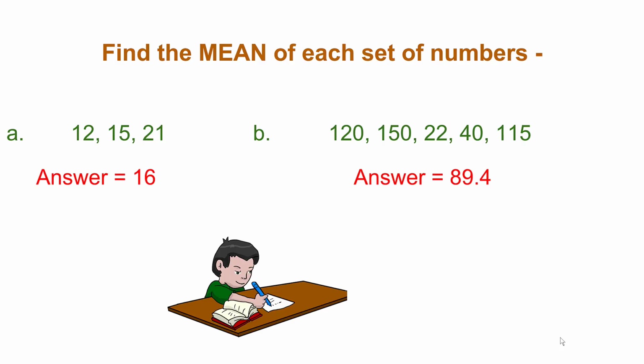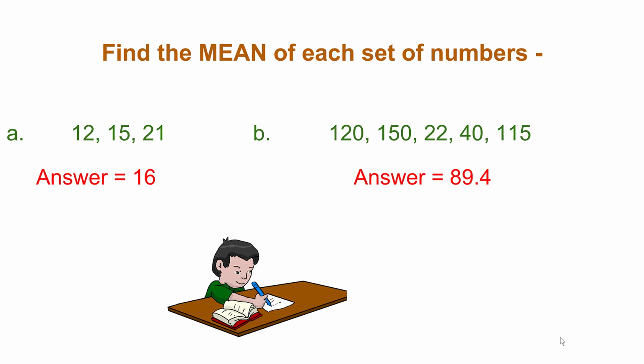Find the mean of each set of numbers. So quickly to review, mean is the average. You need to add the numbers and divide by the number of numbers you added. So 12 plus 15 plus 21 is equal to 48, and 48 divided by 3 is 16. A lot of students were confused about this. Again, you need to add all the numbers and divide by how many numbers you added.